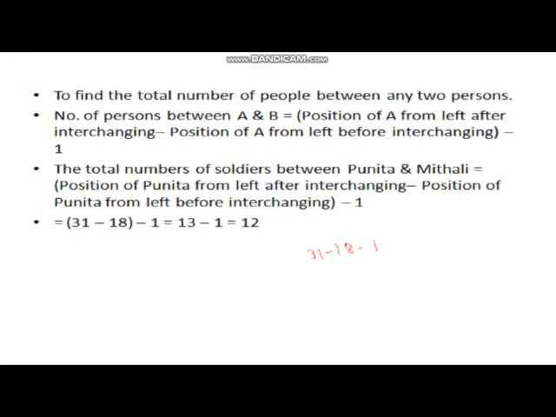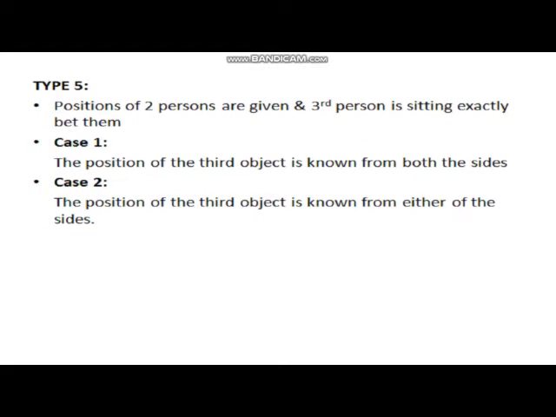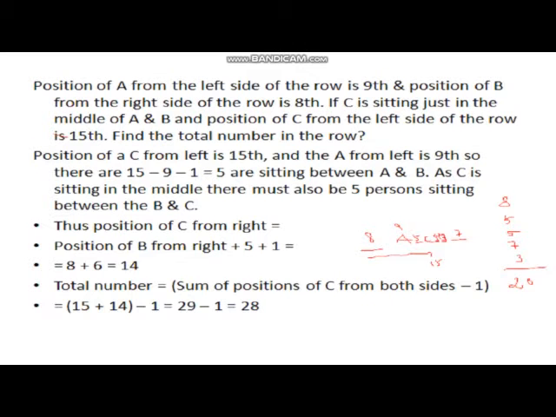The next type of question is, see, the positions of two persons are given and a third person is sitting exactly between them. We have to find the total. See, example: the position of A from the left side of the row is 9th, which means 8 persons are before A, and the position of B from the right side of the row is 8th, which means 7 persons are before B from the right hand side. If C is sitting just in the middle of A and B, and the position of C from the left hand side of the row is given as 15, find the total number of persons in the row.